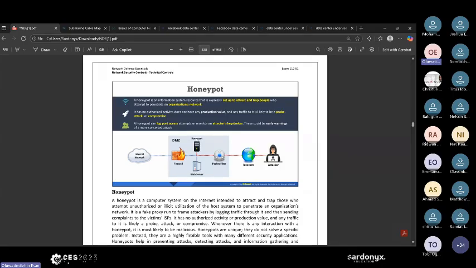It has no authorized activity and does not have any production value. So it's not really compulsory because it does not have any production value. But some people use it as a way of threat intelligence to understand the techniques, tactics, and procedures of different attackers, to know why they even want to attack us, and to see the new methodology that they are using. So honeypots can log port access and monitor an attacker's keystrokes to see how they work.